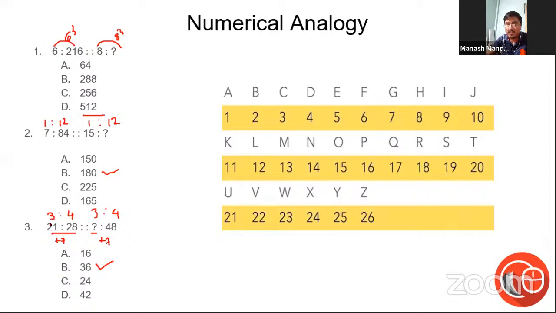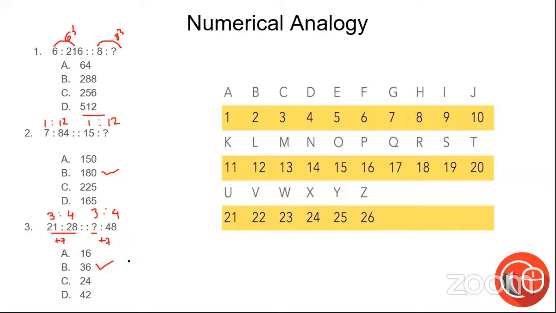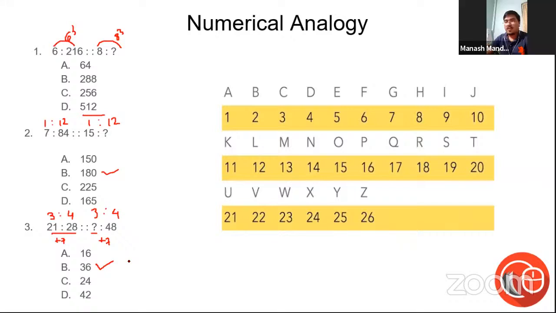That is 7 threes are 21. 7 fours are 28. Okay. Using the same logic, 3 is to 4. So if we divide 48 by 4, we get 12. So 12 multiplied by 3 is 36. Is that clear, Kushpreet? Yes, sir. Okay. Okay, guys, this is the table.